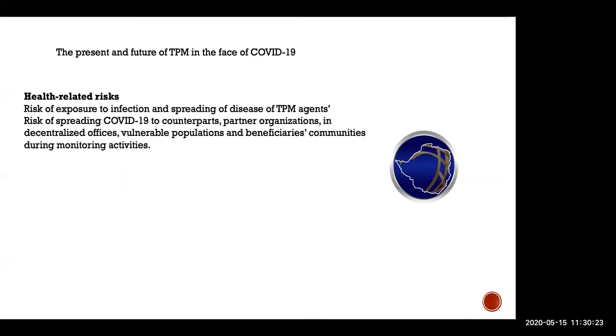So there are health-related risks which come with COVID-19, and these do not spare beneficiaries or staff members from the donor agencies or the TPM agencies. There's risk of exposure to infection and spreading of disease among TPM agents and staff members. There's a risk of spreading COVID-19 to counterparts, partner organizations, decentralized offices, vulnerable populations and beneficiary communities during monitoring activities. One of the principles of carrying out humanitarian work or development work is the no-harm approach. Sometimes you find that people from different organizations, whether donor organizations or implementing partners, might be putting at risk the people they are meant to be saving, or they are also being put at risk by the persons of interest. So there are quite some issues related to that.